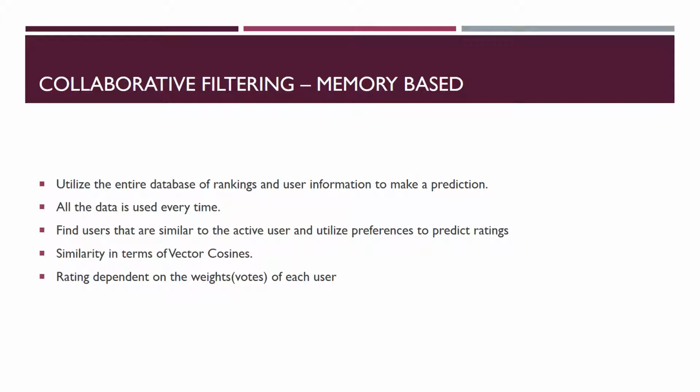The user similarity could be computed, for example, by things like user vector cosines, where the rankings are used in order to determine the similarity between the ranking vectors. And the ultimate prediction is dependent on the votes of each user. So the weights or the rankings given by each user based on their similarity are then combined to make a common prediction.